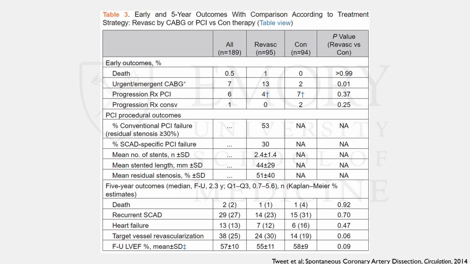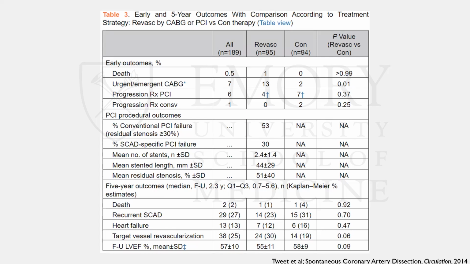Here, the small percentage of occluded vessels selected for conservative management tended to be distal, small caliber vessels with good distal flow and non-amenable to PCI or bypass. As it makes sense, patients treated with revascularization had elevated risk of requiring emergent CABG, 13% versus about 2%, primarily because of PCI failure in these patients.